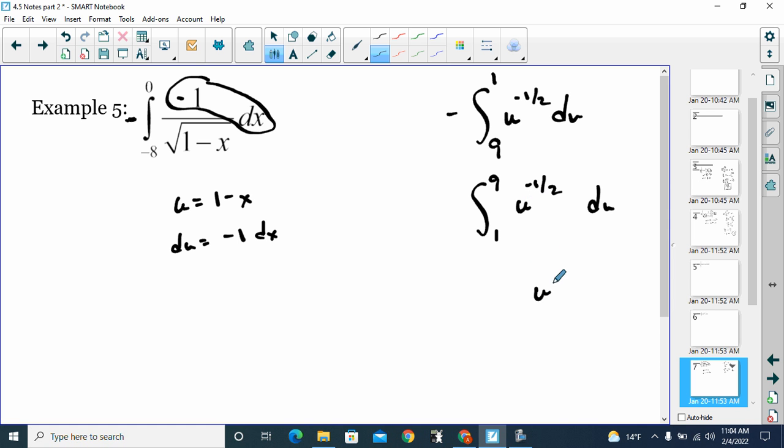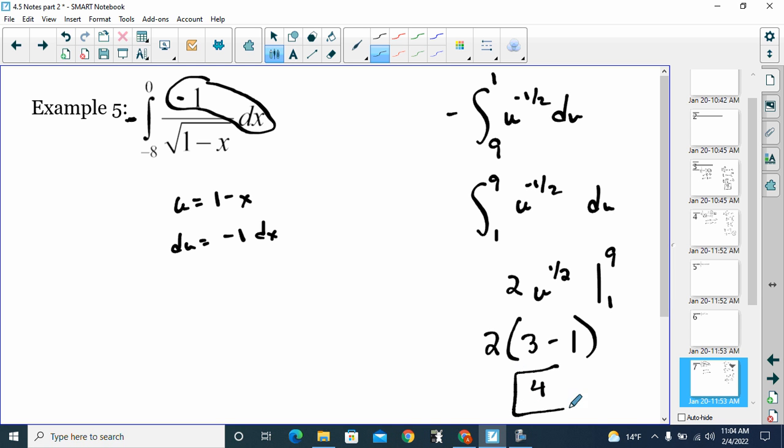And now we integrate. I get 2u to the 1/2 when I integrate. Plug in 9, square root of 9 is 3. Plug in 1, square root of 1 is 1. Subtract. Gives me 2 times that 2 that's already out there. Gives me 4.